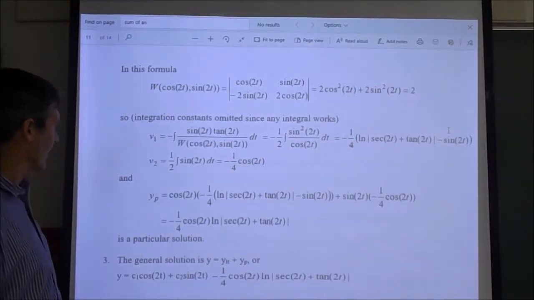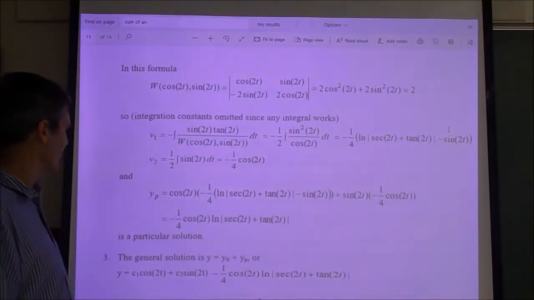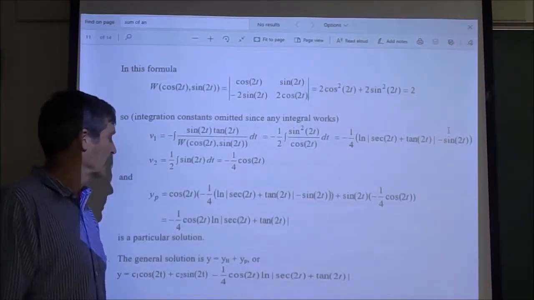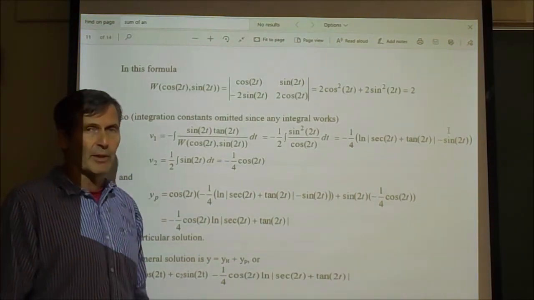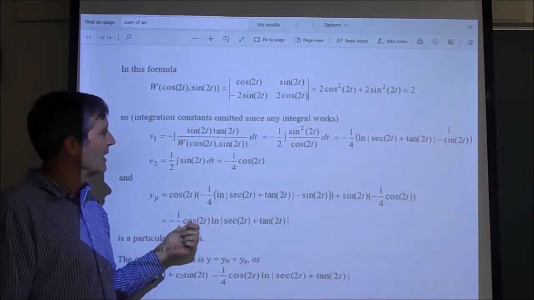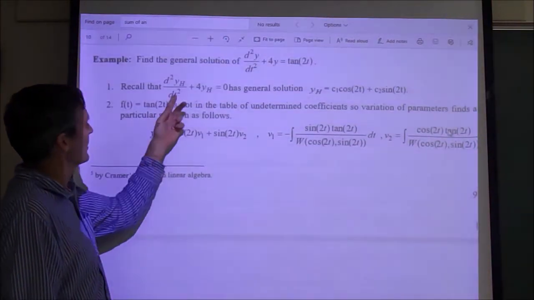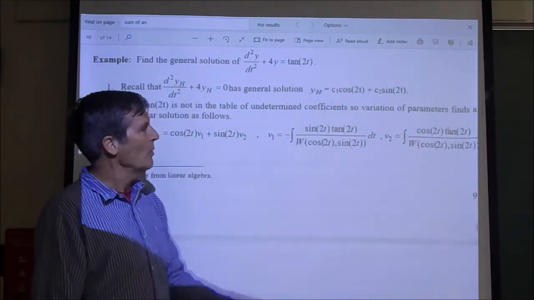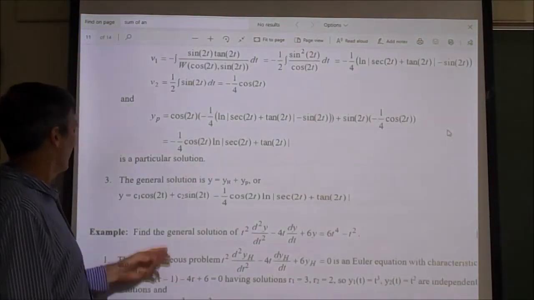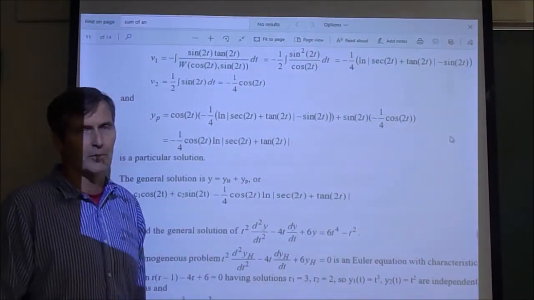Add all those together and we get minus a quarter cosine 2t ln of secant 2t plus tangent 2t as a particular solution. Variation of parameters doesn't solve the whole problem like this. It gives you a particular solution. Now we still have the general solution of the associated homogeneous problem. We add those two together, yh plus yp, and get the general solution of the non-homogeneous problem.